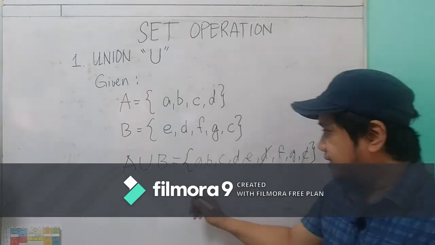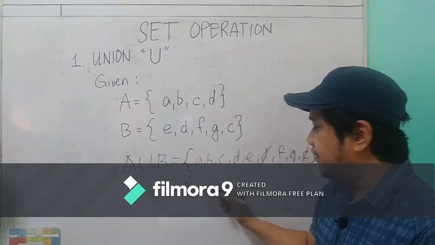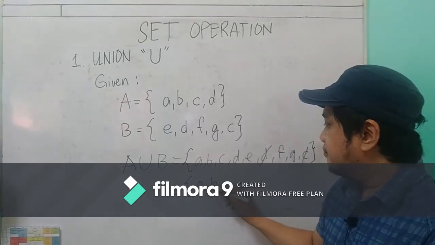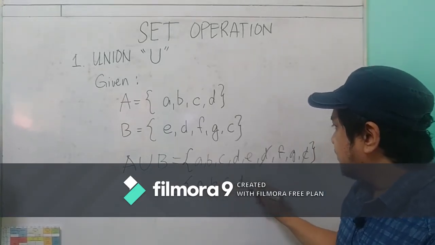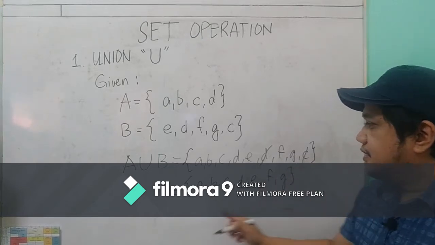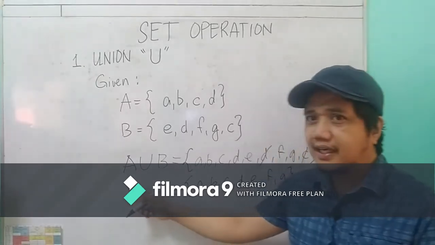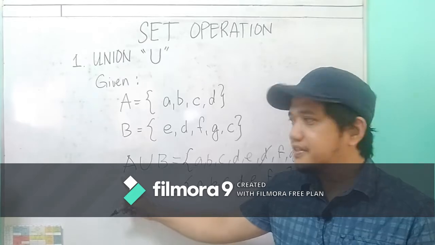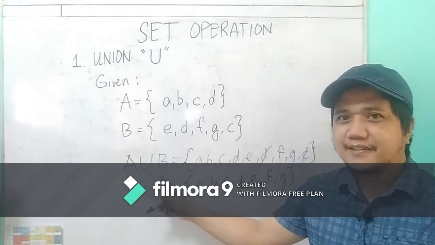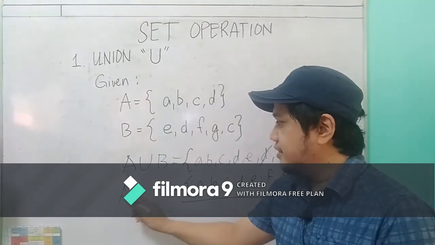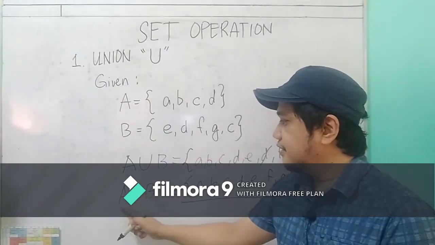And then rewrite the final elements which are unique. Those are the elements A, B, C, D, E, F, and G. So now, we derive the elements of the union of set A and set B. So this is our final answer. This is the union of A and B.